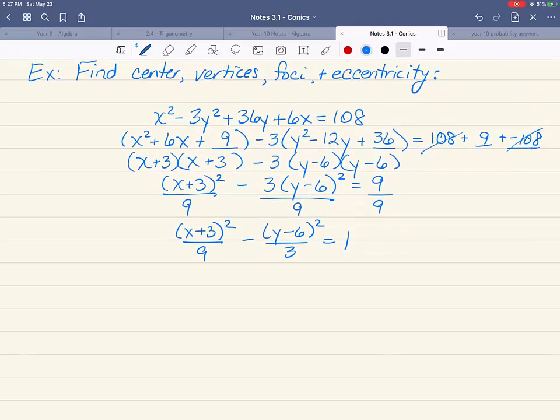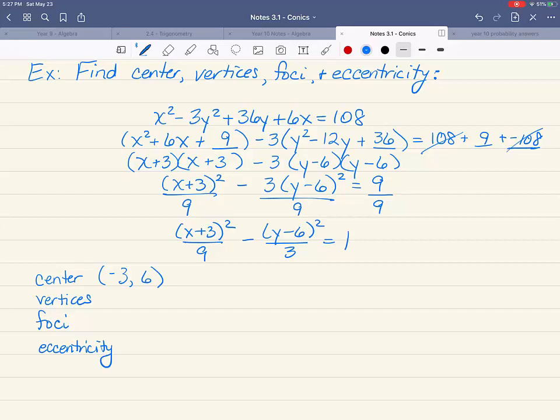So what I'm going to do is put over on the left what I'm looking for. I'm looking for the center. I'm looking for the vertices. I'm looking for the foci. And I'm looking for the eccentricity. This is where my final answers are going to be. Over the right side is going to be my workings. So carefully tell me the center. It's going to be negative 3 and positive 6.